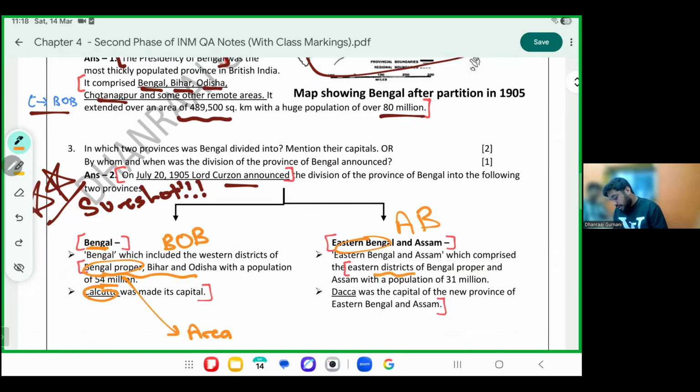Eastern Bengal, districts of Bengal proper, Assam, population reduced to 31 million. Total of both sides add up to 80 approximately, but don't learn figures, don't worry. Dhaka was the capital. Today also these two capitals remain very similar. Calcutta is the capital of West Bengal. Dhaka stays the capital of East Bengal, that is Bangladesh.